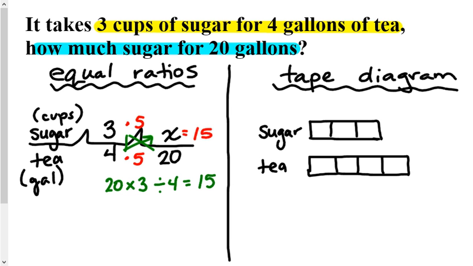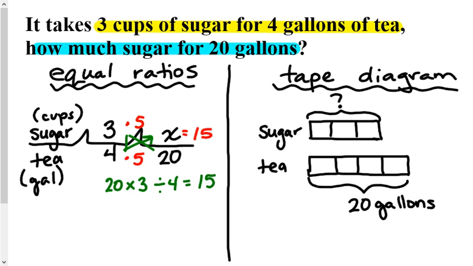Now I look at the question part of it. So what's highlighted in yellow is what I've represented so far in my tape diagram. The blue is what I need to put in now. It says how much sugar for 20 gallons. So that means I want to know how much sugar if I need 20 gallons. So in other words, if those 4 boxes have to stand for 20 gallons of tea, then how much sugar am I going to need for that? Well, 4 boxes standing for 20 gallons means that each box has to stand for 5.